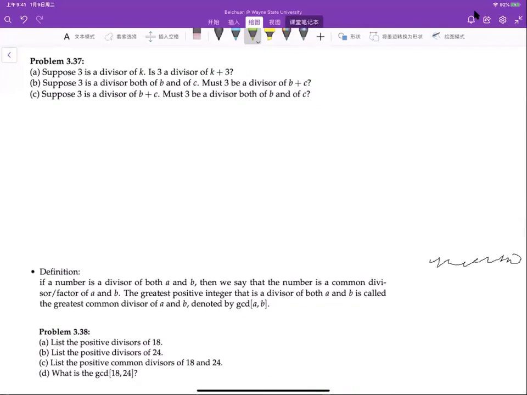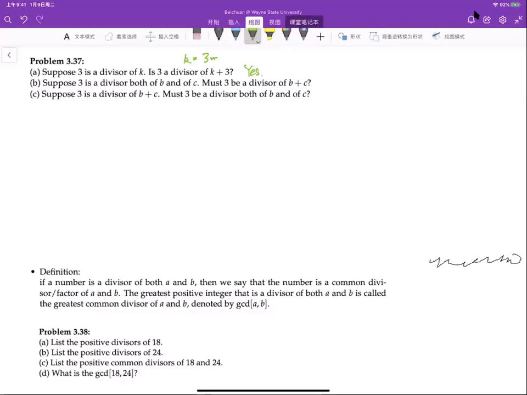So 37. Suppose that 3 is a divisor of k. Is 3 a divisor of k plus 3? Yes. Actually, we did pretty similar examples at the beginning of chapter 3, right? You can write k as 3m, or 3 times something. Then everything can go through. Then b: suppose 3 is a divisor of both b and c, must 3 be a divisor of b plus c? Yes, by the same process.